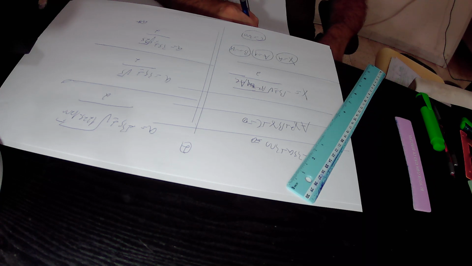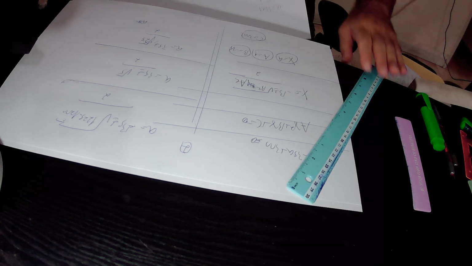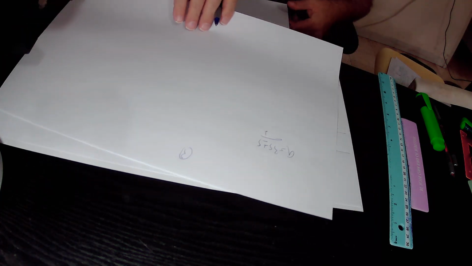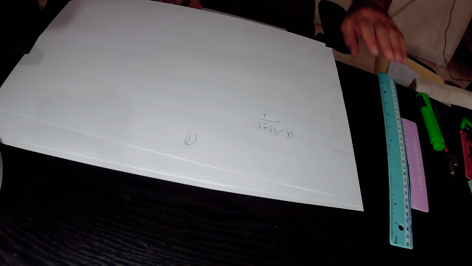A equals 35 plus or minus the square root of 25, which is 5, over 2. So A equals 45 plus or minus 5 over 2. Here we have two possible solutions for A.